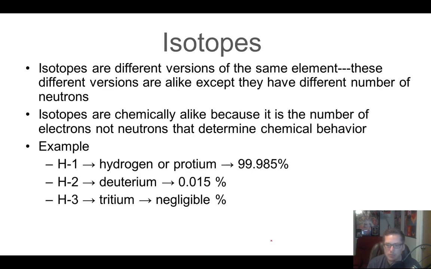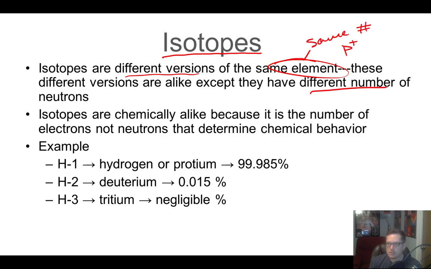Now, what we've essentially been looking at are what's called isotopes. Isotopes are different versions of the same element. The reason they're the same element is because they have the same number of protons, but they have a different number of neutrons. So they're different versions, but they're still the same element, because we define elements by how many protons they have. They're different versions of it because they have a different number of neutrons.